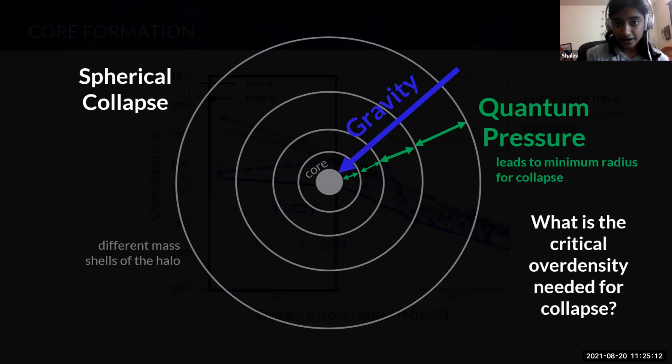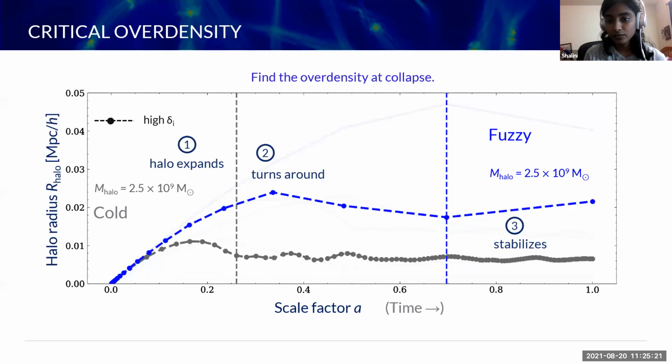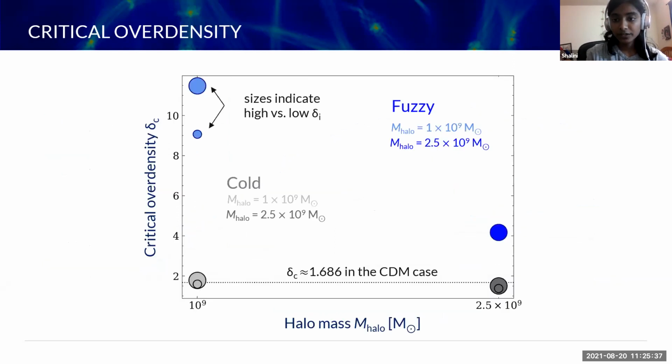But what is that requirement? What is the critical overdensity needed for collapse to even happen? If we go back to before, when we were tracing the halo evolution over time, we marked the point at which the halo collapsed. And we can calculate the overdensity of the halo at that point in time for all of the different runs. And then we can plot these critical overdensities as a function of the halo mass.